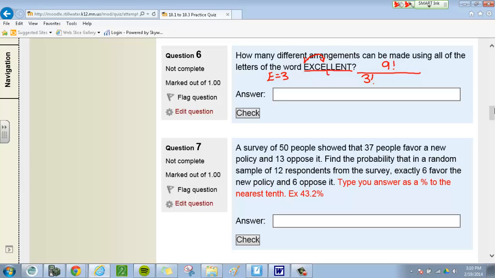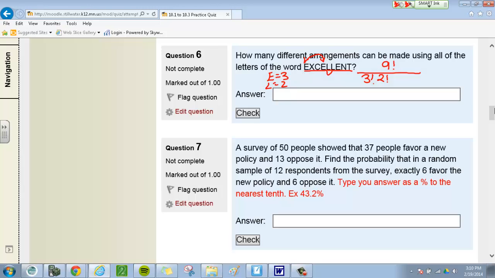Anything else in here? Oh, look at the L's. There are 2 L's. Those are tricky. So since the L is equal to 2, we've got to divide this by 2 factorial to get rid of the ways you can arrange those L's. Anything else in there? I'm scanning. I don't see it. There we go. That's our answer right there.